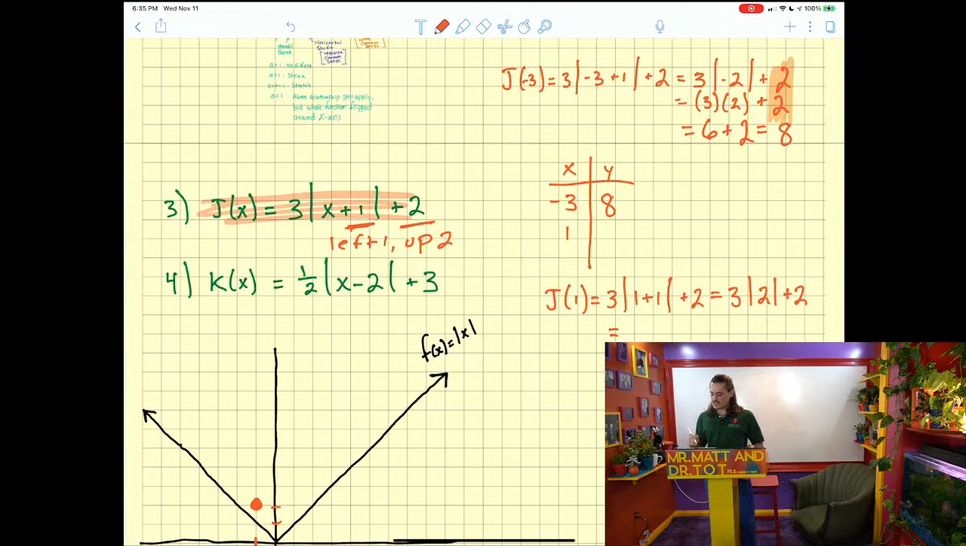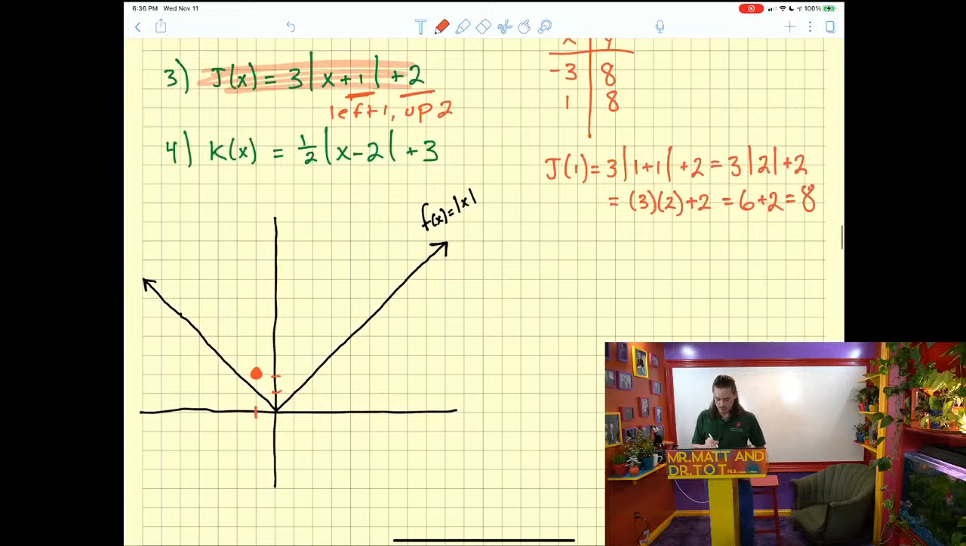So in our second calculation, the absolute value of positive 2 is just 2. So again, we get 3 times 2 plus 2. 3 times 2 is 6. 6 plus 2 is 8. So at negative 3, we're going to be at positive 8. That's right here. At positive 1, we're going to be at positive 8.